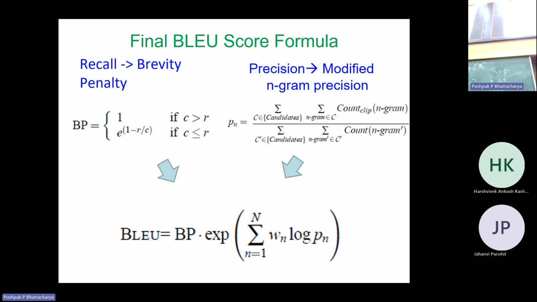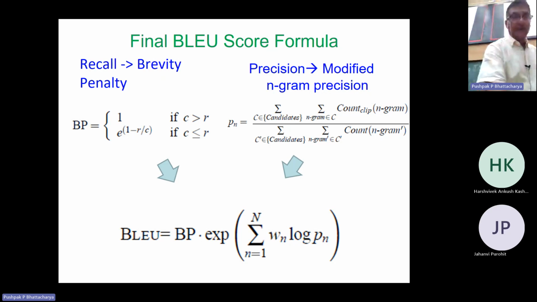And geometric mean is between harmonic mean and arithmetic mean. Arithmetic mean gives importance to the highest value. Harmonic mean gives importance to the lowest value. Geometric mean is in between. So geometric mean has been found to be a good method of combining all n-gram precisions. Okay, so let's finish the story in the following way.